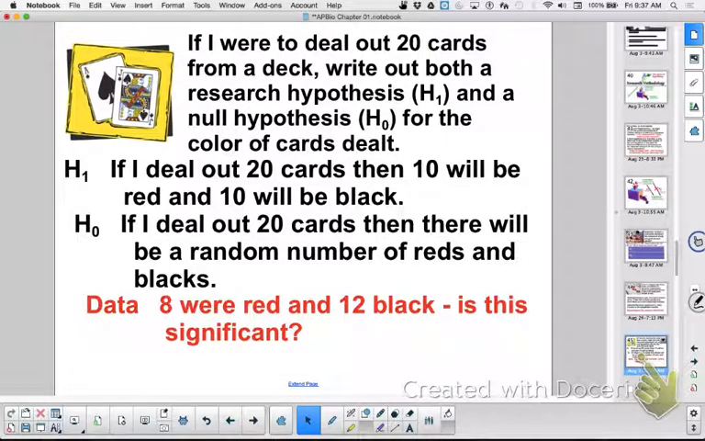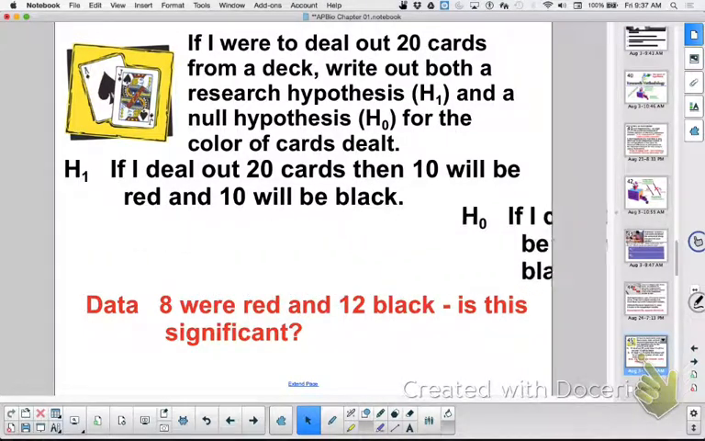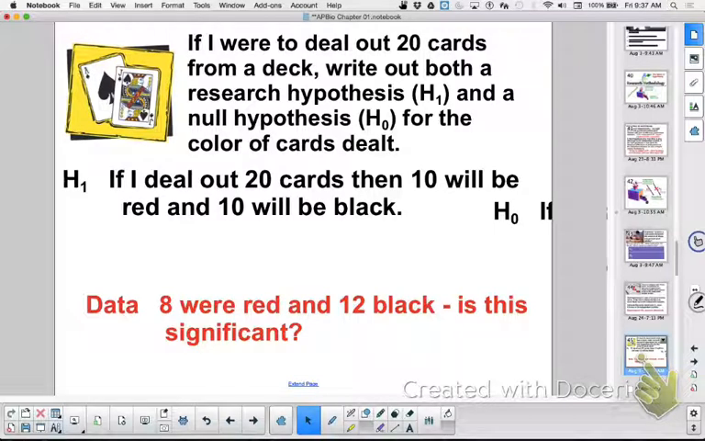Is that significant? Is that acceptable? Is that an acceptable amount of chance? Now, if I stick with the H1, 10 will be red, 10 will be black. If this is my hypothesis, is that an acceptable amount of deviance from what I expected it to be? Is that okay? What if I had 13 black and 9 were red? Oh wait, would that work? And 7 were red. I got an extra card. Do you see what I mean?